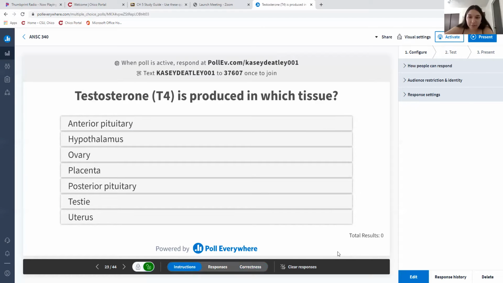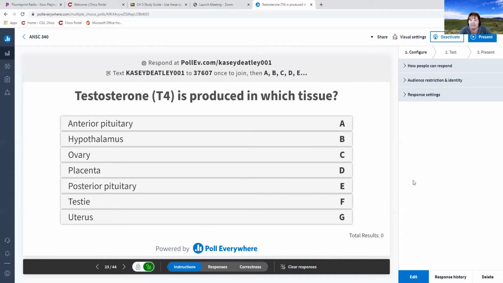I don't see it on my screen. Oh, it's probably, shoot, I forgot to activate it. I'm sorry, guys. There you go. Okay. Testosterone is produced in which tissue?